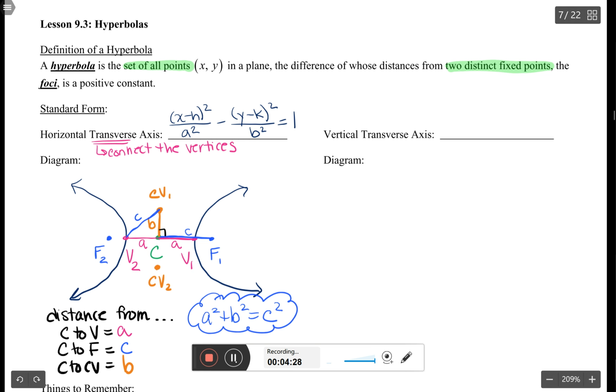When we are graphing this, we are going to make our box on the inside. The box we're going to make by connecting a vertical segment through each vertex and a horizontal segment through each co-vertex to get this box. This box will then help us find our asymptotes. Each hyperbola has 2 asymptotes, and those asymptotes go through the corners of the box. If I go through this corner, the top left and the bottom right, this will be an asymptote. Each of the asymptotes also passes through the center.